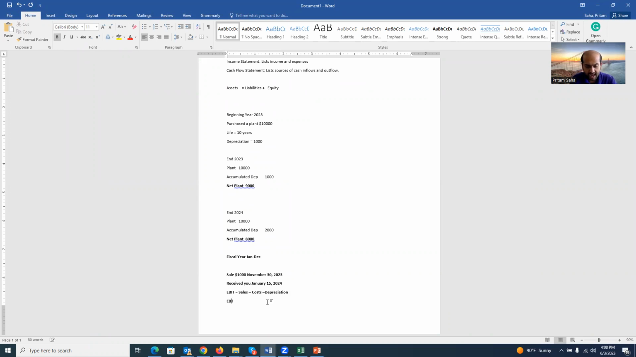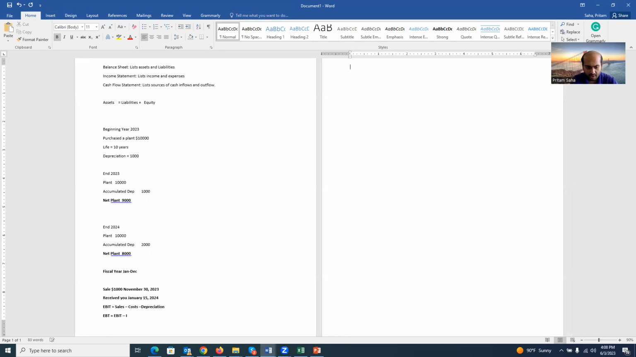Now from EBIT, if you deduct interest, so basically the I term, you get EBT. This is also known as taxable income. From EBT, if you deduct tax, or T, you get net income. Make sense? Or after-tax income.